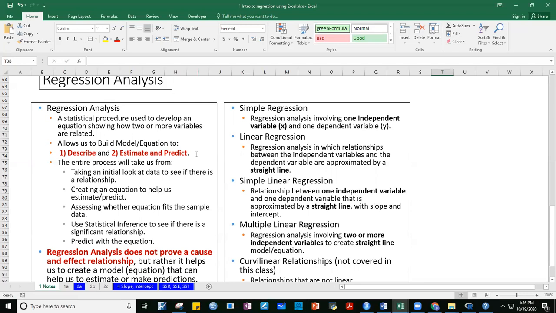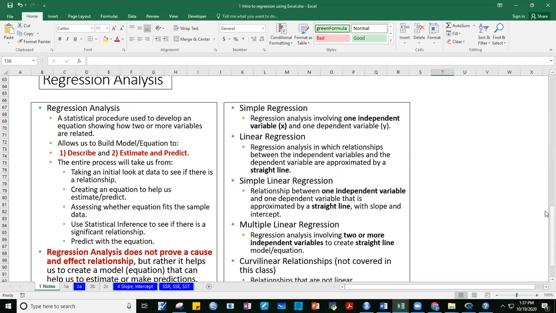So why do we engage in regression, guys? Because we want to describe. We want to understand more what the factors are that are related or associated with your dependent variable. So you're trying to describe your dependent variable. And secondly, you'd like to predict your dependent variable. So given your independent variable, what will be the value of your dependent or response variable?